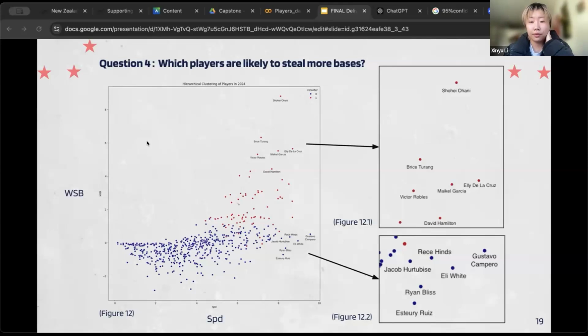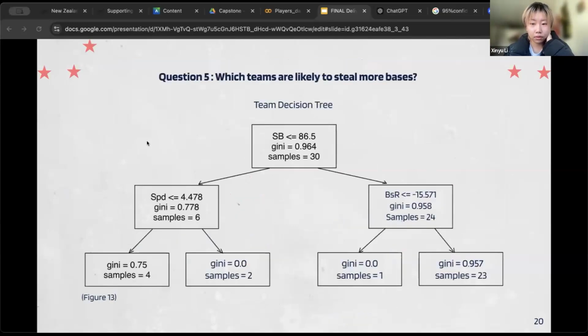And also we can see from figure 12.1 here, most of the players match up with the table, which is the top 10 players we have in the previous table. After that, we build a decision tree model using the team's data. All teams are categorized into different clusters based on their performance metrics, which are the stolen base, base running speed, and weighted stolen base.